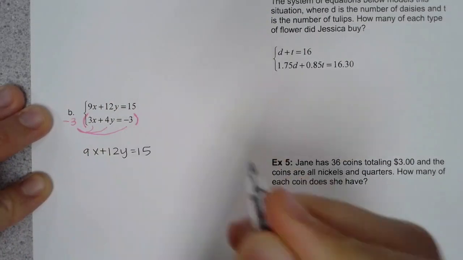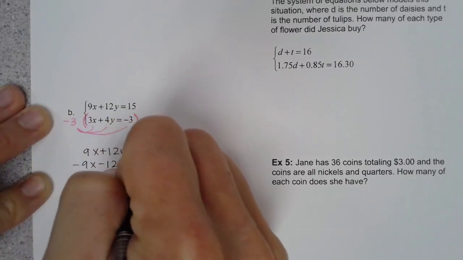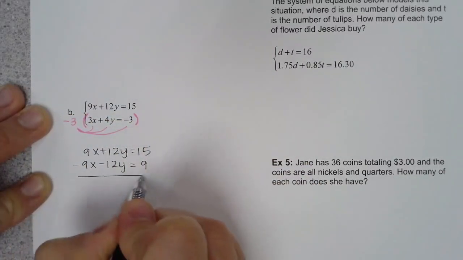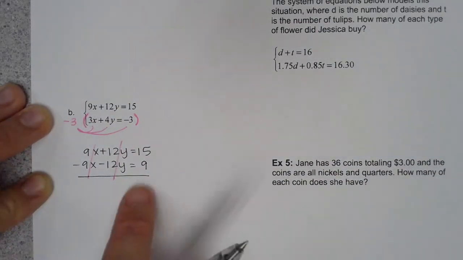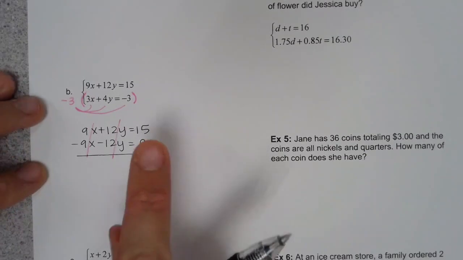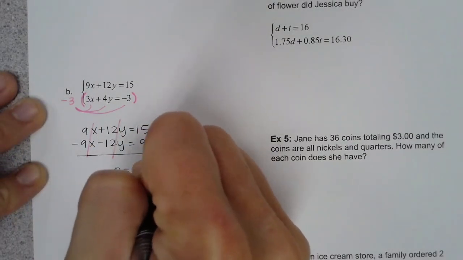Remember, the first equation stays the same in this case. And then negative 9x minus 12y is equal to positive 9. In this problem, the x's are opposites and the y's are opposites, but the constants, the numbers over here, are not opposites, so they don't cross off. You get 0 equals 24.